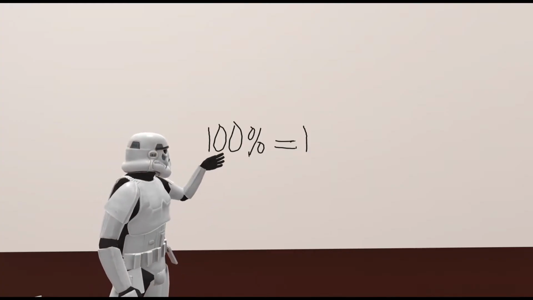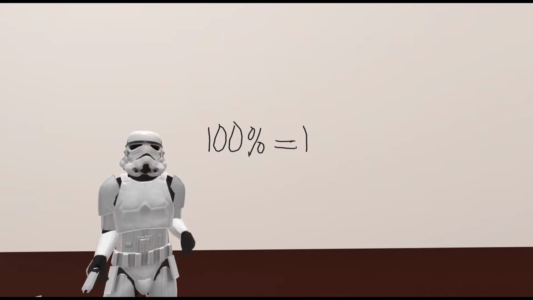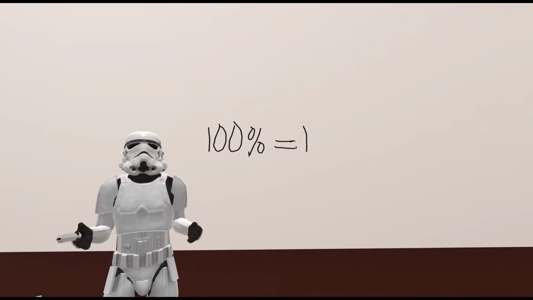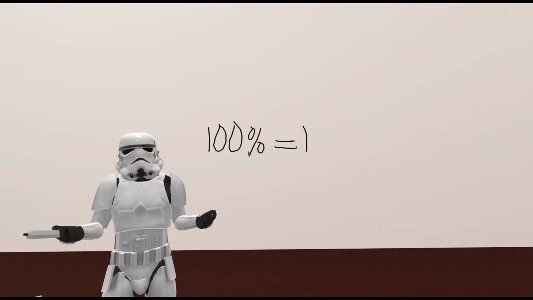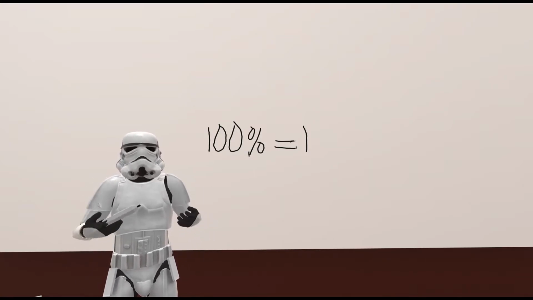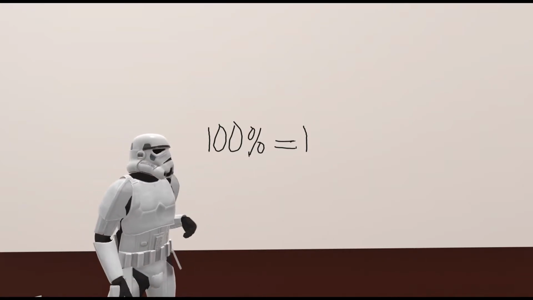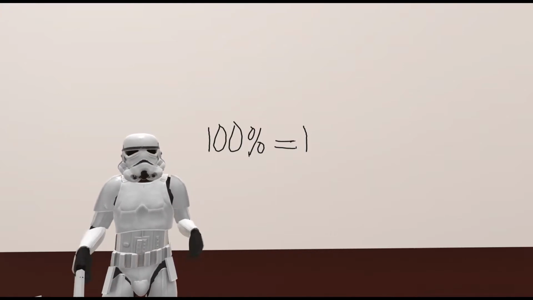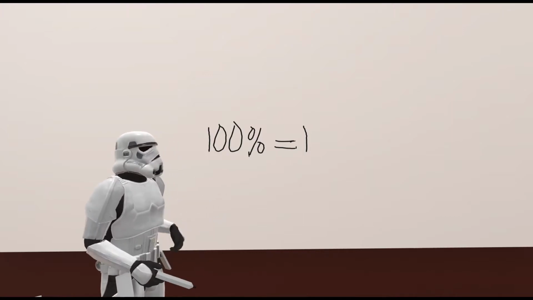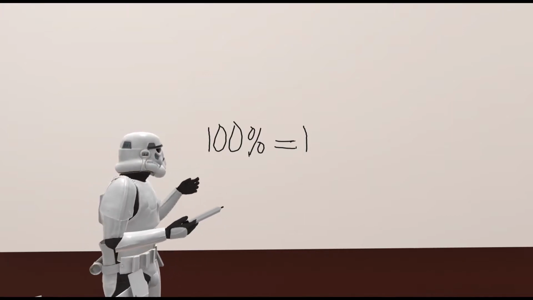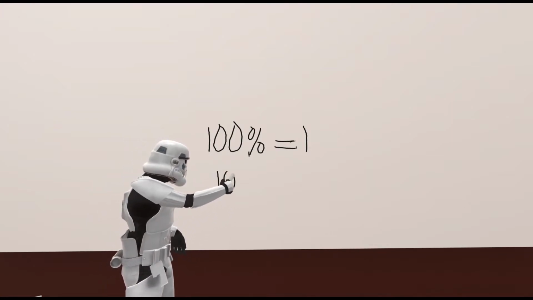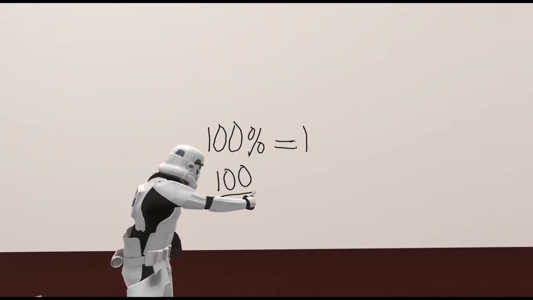As I mentioned before, 100% is the exact same as 1. And that's because this percent sign literally just means divided by 100. But as I said before, we like to keep things simple and short in maths, so we write this percent sign instead of writing divided by 100 every single time. So let's change this percent sign into its number form. So this is the exact same as 100 divided by 100.